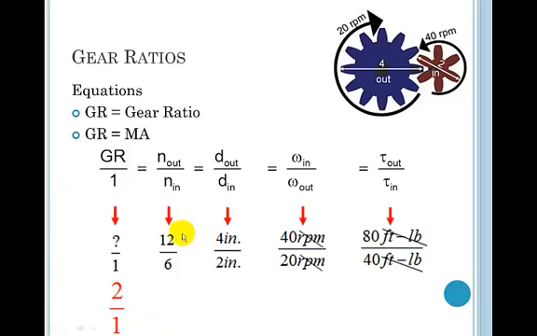So the output number of teeth over the input, the output diameter over the input, the input velocity over the output velocity, and the torque output over the torque input are all in the ratio of 2 to 1. Look, speed's upside down, guys. Please notice that velocity is input over output. Everything else is output over input. All of that's in the ratio of 2 to 1.